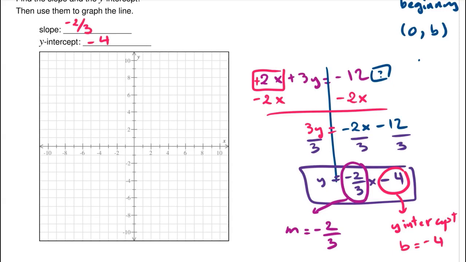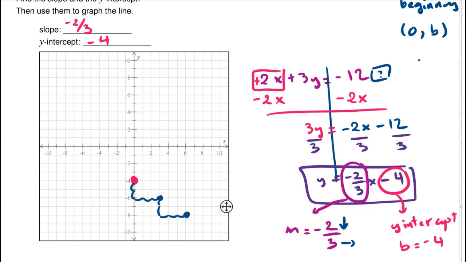Okay, so beginning at negative 4, the slope of negative 2 over 3 tells you to go down 2 and run 3. So go down 2, 1, 2, and run 3, 1, 2, 3. And we draw the line through it.